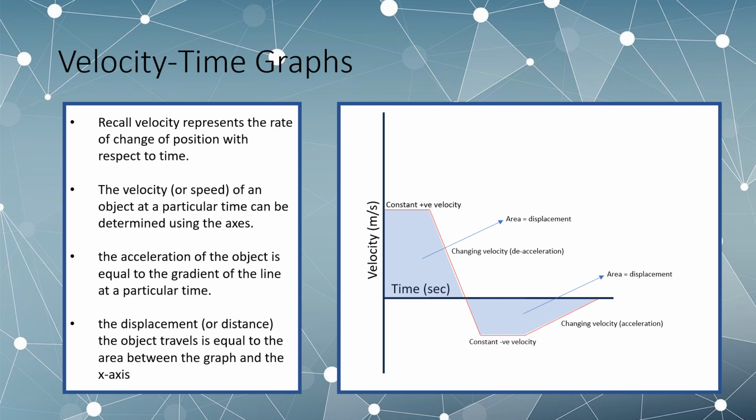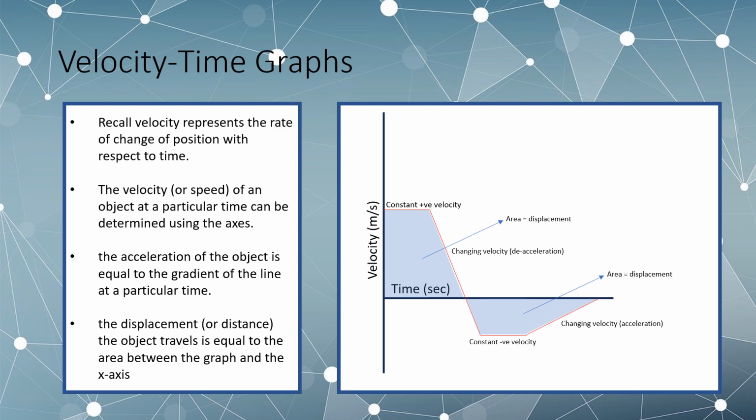It's important to notice that it has both a positive and a negative aspect, as when it's below that timeline or the x-axis, we're going to be going in the opposite direction. Now you can also have constant velocity, which is where your line is just going to be straight, meaning there is no acceleration as the gradient equals 0.